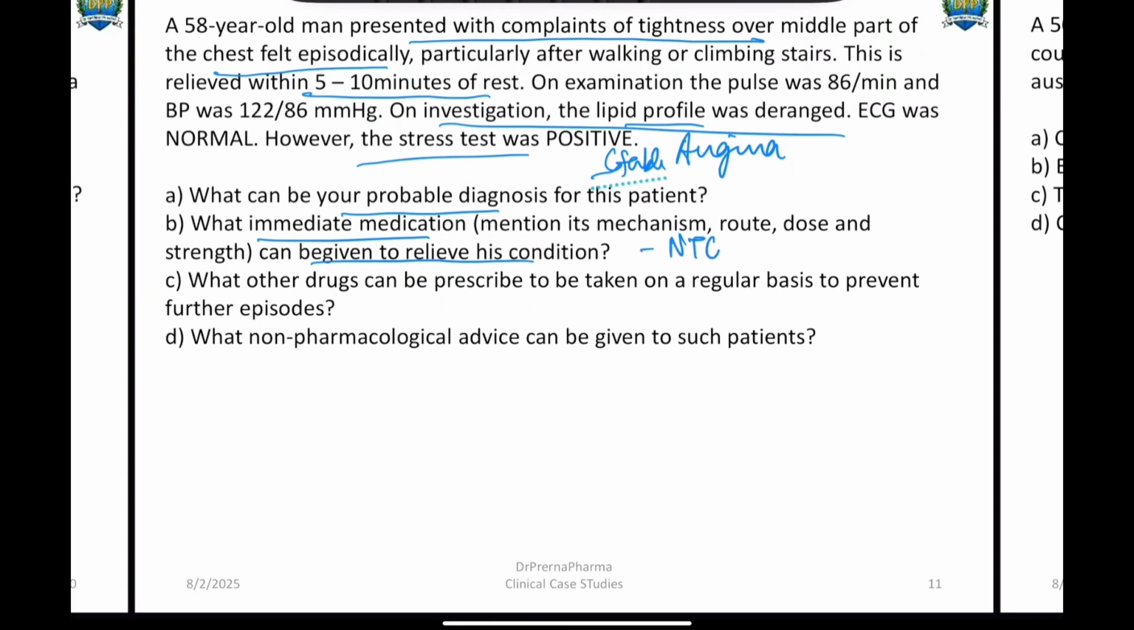Immediate medication is NTG, that can be given as 0.5 milligrams sublingual. So it will cause vasodilatation and relieve the preload. What other drugs can be prescribed to be taken on a regular basis?